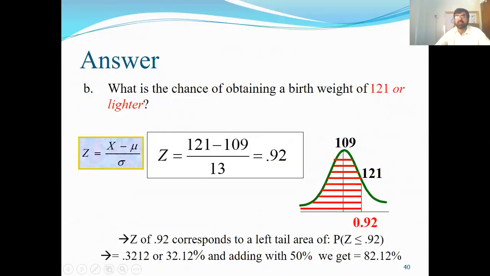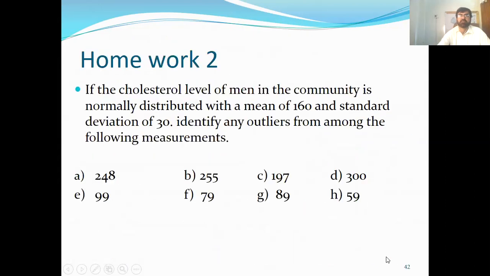And now lighter, 121 or below. So you have to calculate the z-score for 121. The 121 is over here, and below 121 it makes this whole portion. For a z-score of 0.92, the area is 0.3212, but the area from here to here is 0.5. So you have to add up these two areas, because you are finding the probability of 121 and below, and that makes 82.12%.